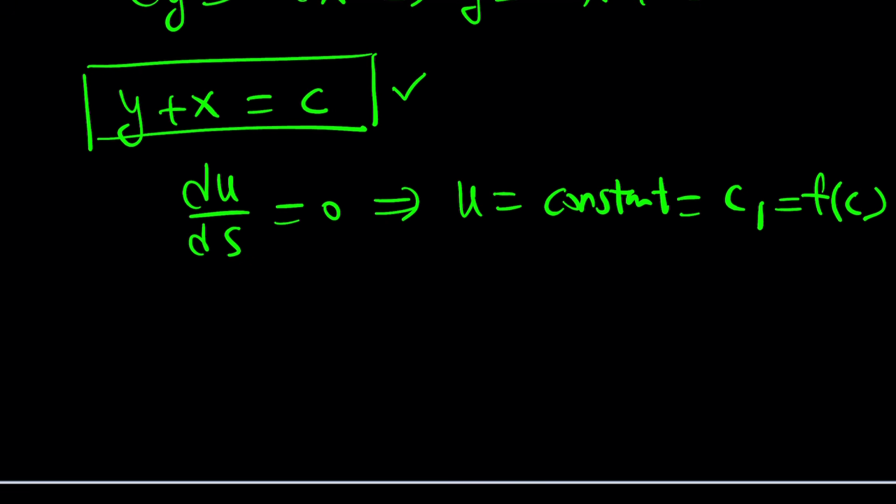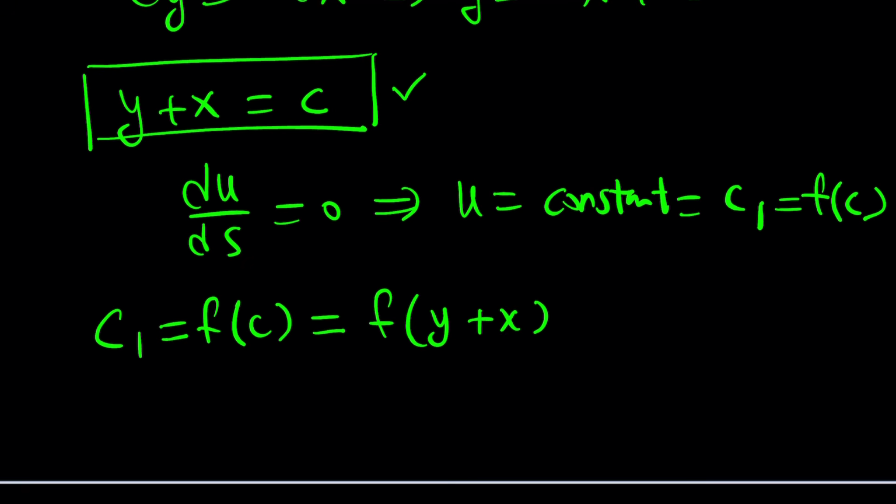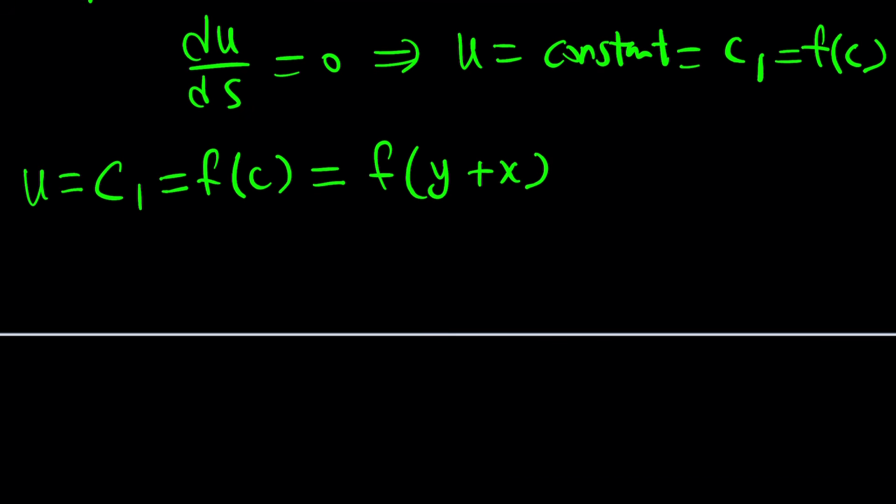The x and y equations, which is dx over ds and dy over ds, those describe the path. And the u equation, in this case, happens to be constant. It just describes the value along those paths. Okay? Now, we get the following. We said that c sub 1 is going to be a function of the c, but c is expressed as y plus x. Therefore, our solution is actually going to be f of y plus x because u is equal to that. So as a result, what's the solution to this PDE?